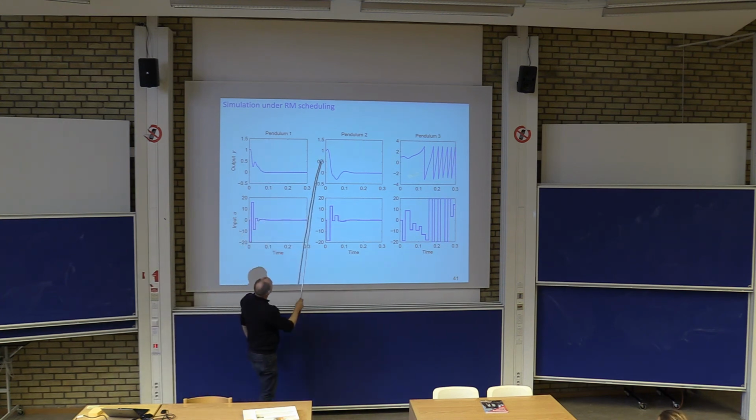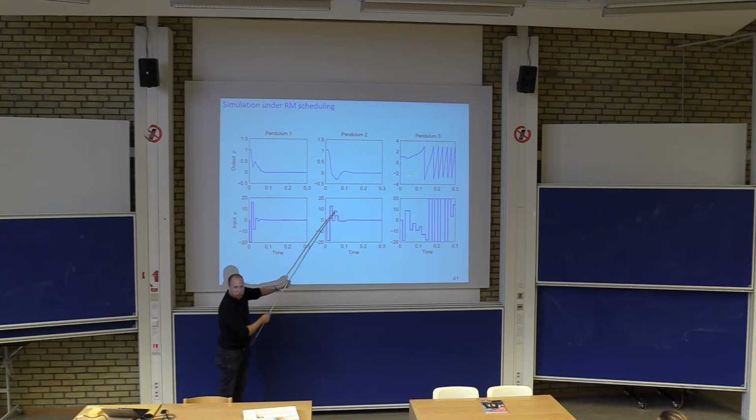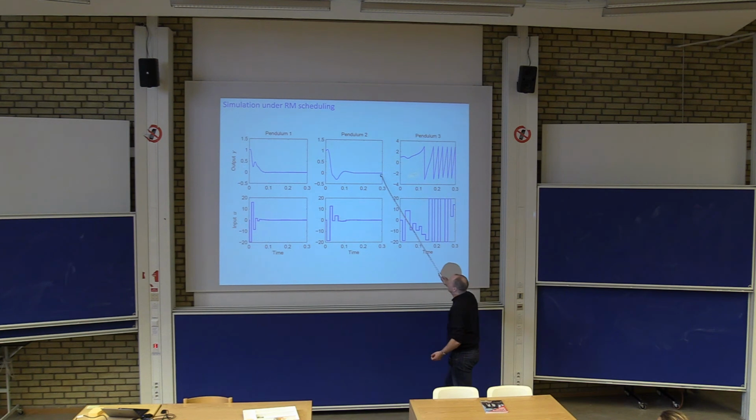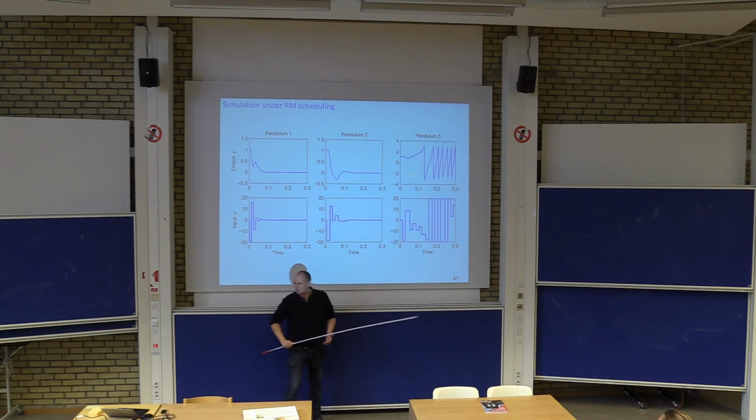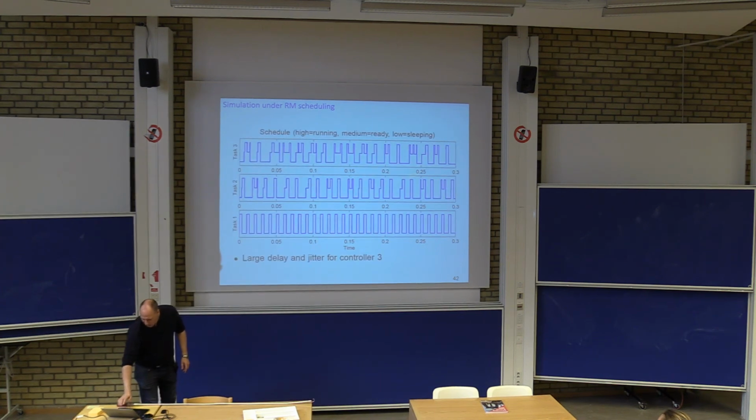If we go for the second pendulum, the problem is that whenever pendulum 1, which has higher priority, starts to execute, pendulum 2 can be preempted. But still, in this case, if we simulate it, it will manage to stabilize it. But pendulum 3, which worked when using the processor alone, can now be preempted by both pendulum 2 and pendulum 1. And then we see that things go really bad. That controller does not really work.